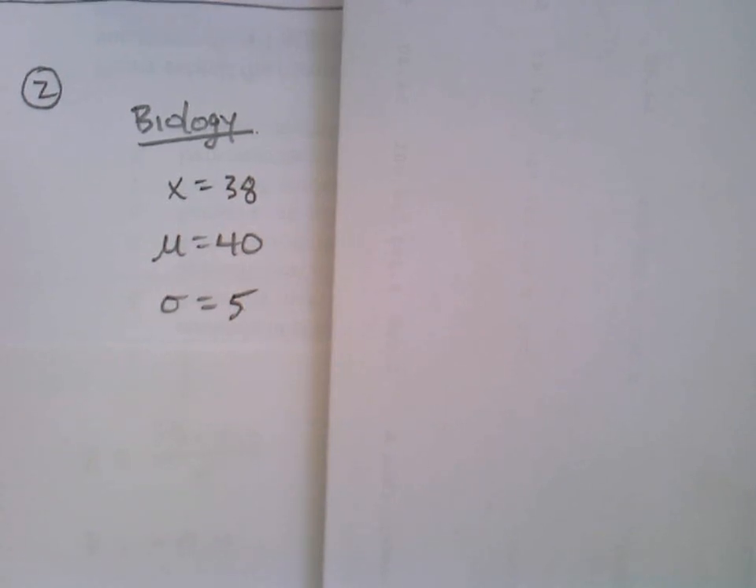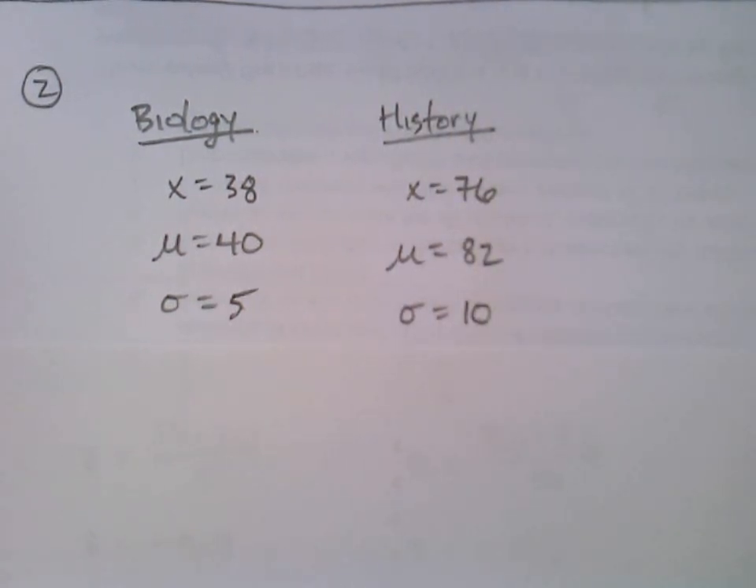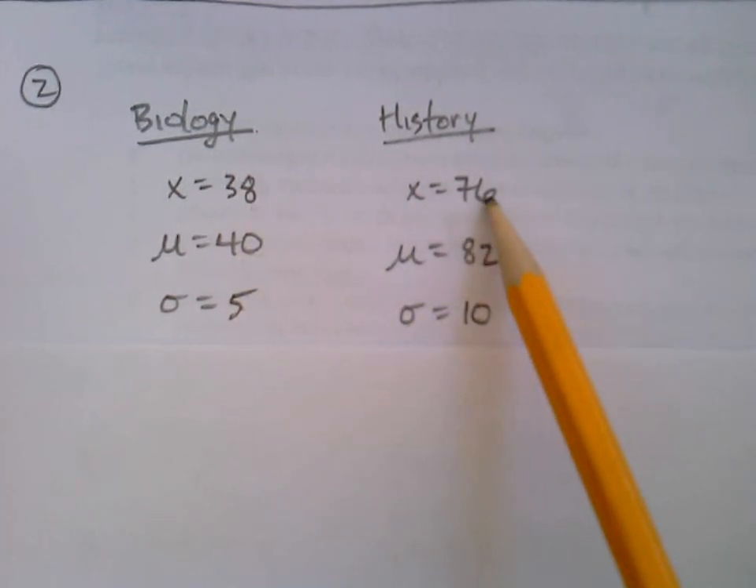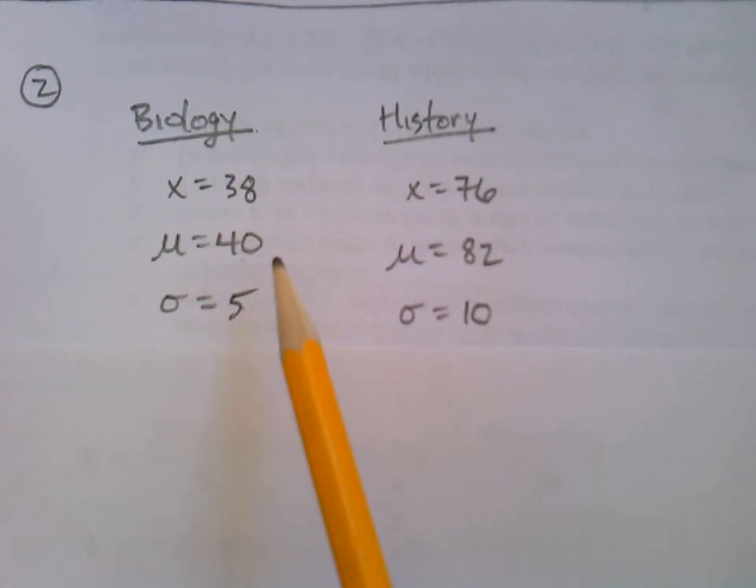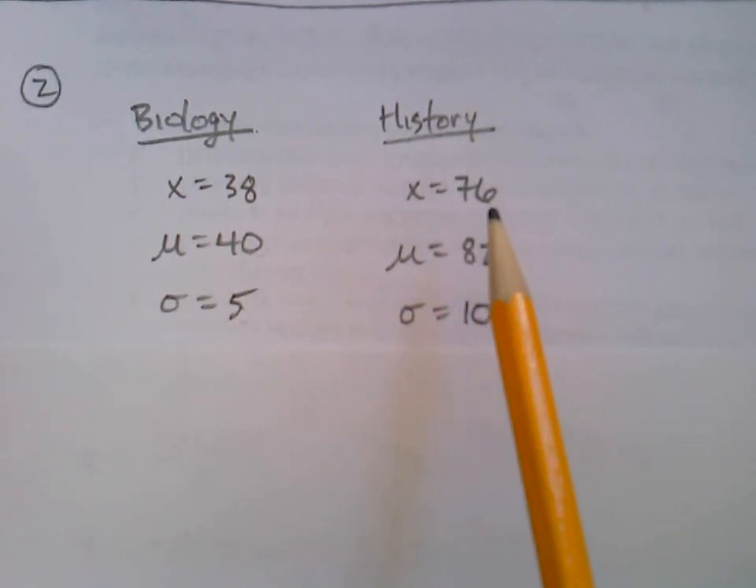Then it talks about the history test. His score was 76. The average was 82. Standard deviation was 10. So same idea there for the history. Now you think, in both cases, he scored less than the class average. But here it was only 2 points less. Here it was 6 points less. But we need more information than that, it turns out. We need to know the spread of the data in each class, which comes from the standard deviation. So how far did he go down, compared to the standard deviation.